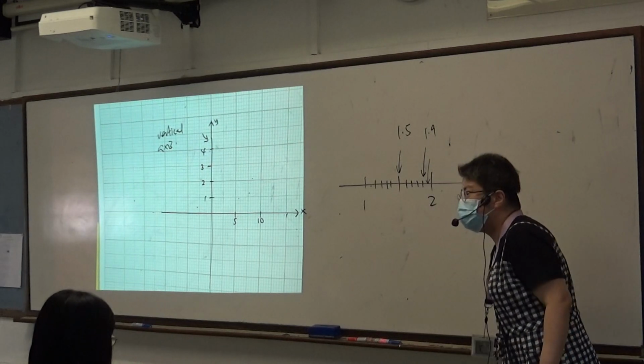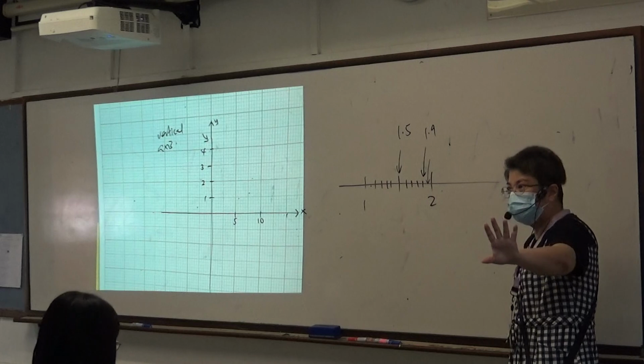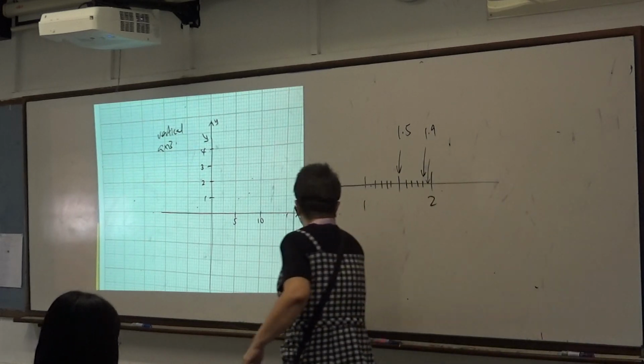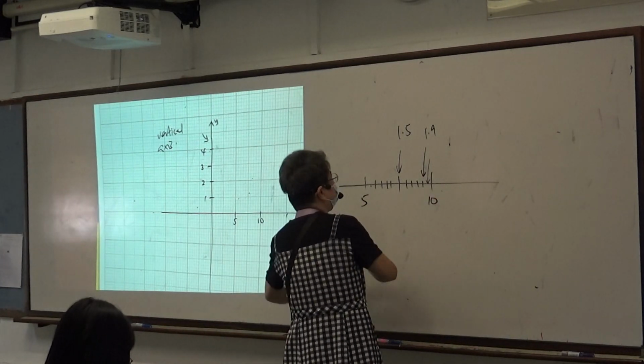Do you understand? You cannot say you want to what? Cannot. It's half the scale. This is your graph. Okay? Now, another situation. What is this? This is 5, this is 10.